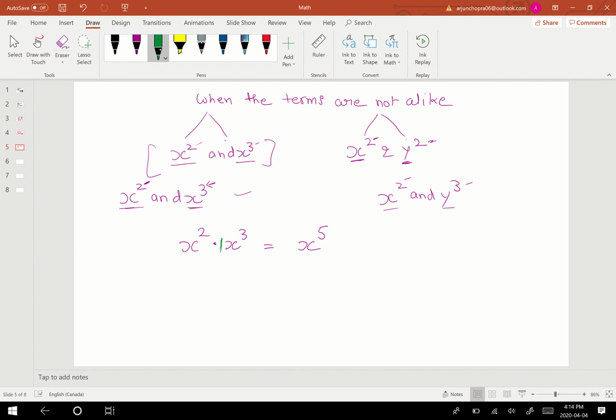There's nothing in front, it means there is 1 here. 1 times 1 is 1, and we generally don't represent the 1, so we will remove the 1 and write it as x raised to the power 5 as my answer.